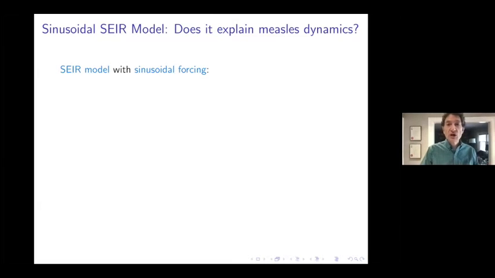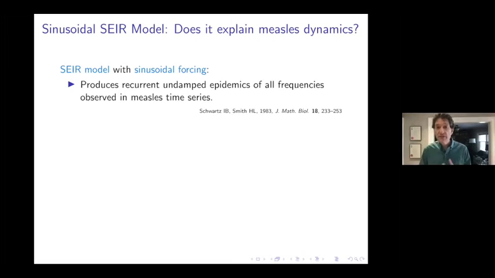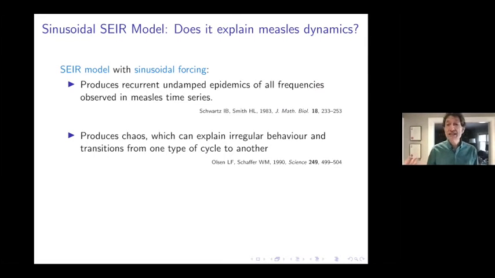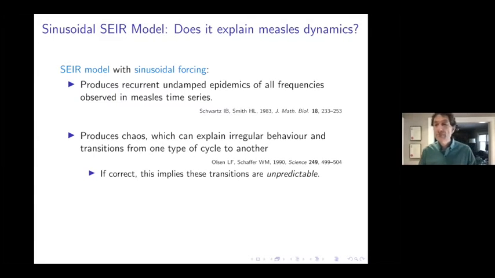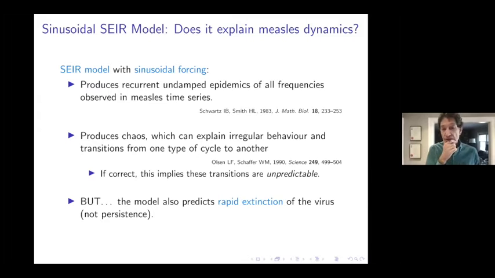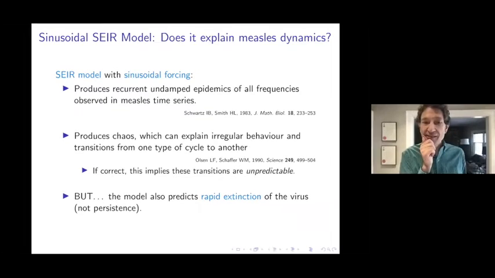Well, this model with sinusoidal forcing does produce recurrent, undamped epidemics of all the frequencies that we've ever seen in any measles time series, not just in England and Wales, but anywhere. It produces chaos, and that can explain the irregular behavior that we saw after 1968 in England and Wales. However, I'll note that if that's the correct explanation, then the time at which those irregular dynamics began would not be predictable. Okay, on the other hand, this model also predicts that the virus would have gone extinct almost immediately.